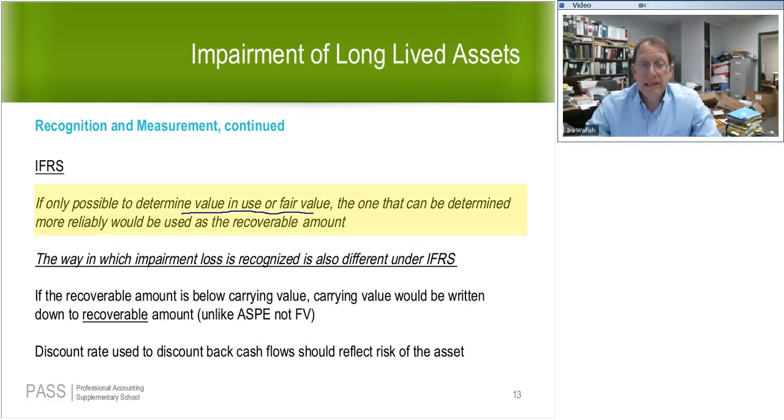Okay, that's important. And as I just said, there's no such thing as this business of writing down to fair value. That's part of the formula. I write down to the higher of the two. That's my recoverability. It's not like ASPE. And yes, you use a discount rate.